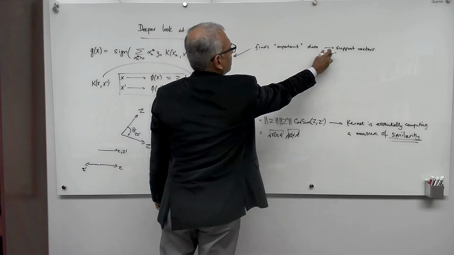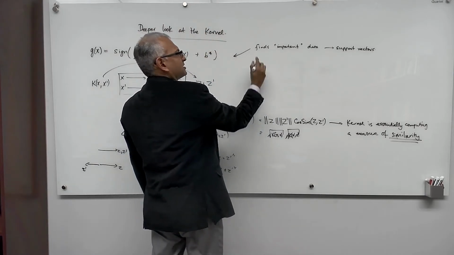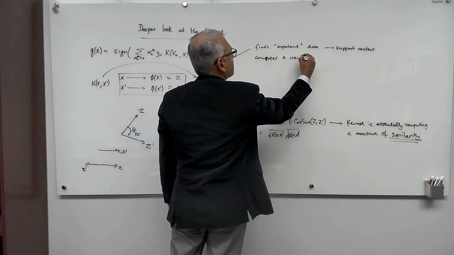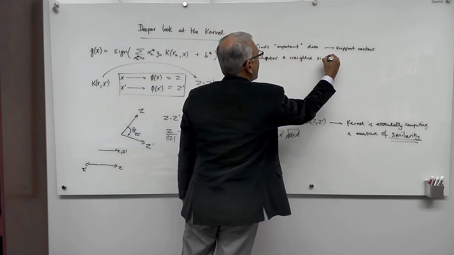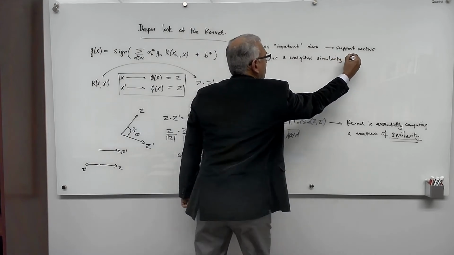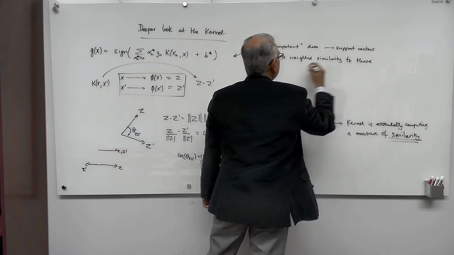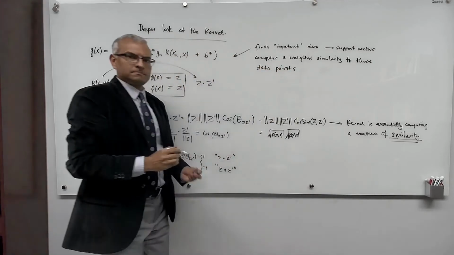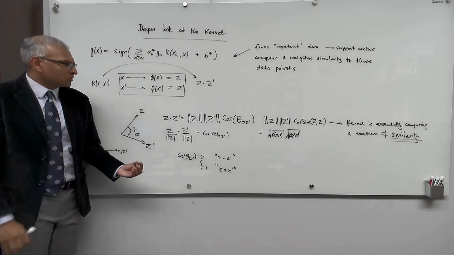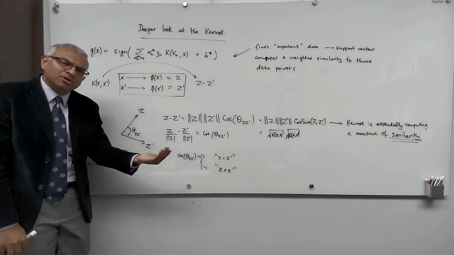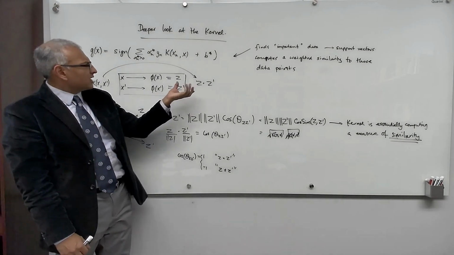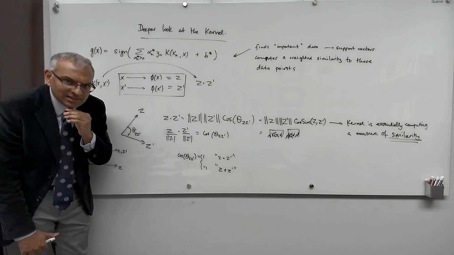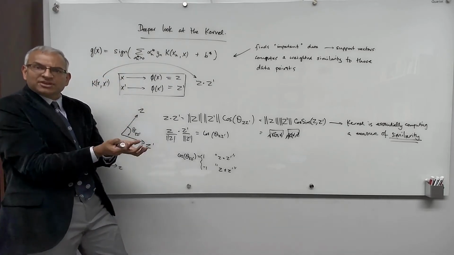So it finds the important data points, the support vectors, and then computes a weighted similarity to those data points. And so any inner product algorithm, and the linear model is very similar, can be converted, can be kernelized into this form, and is essentially a similarity-based method.